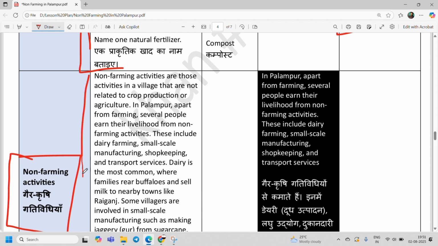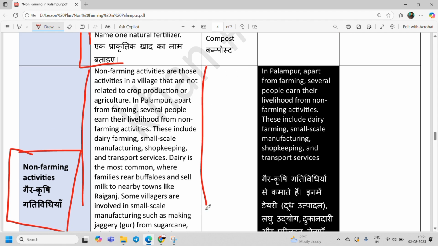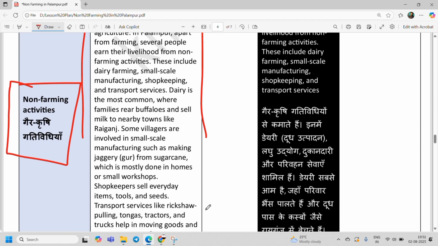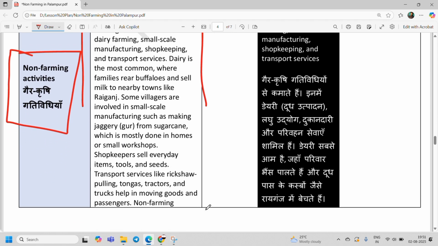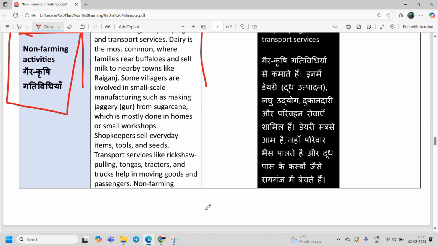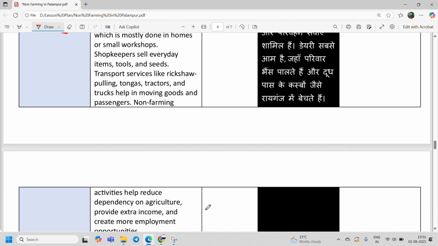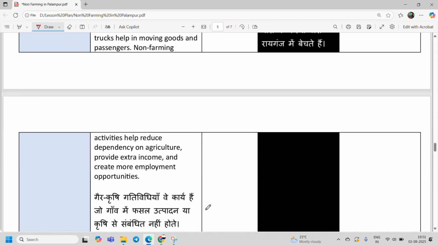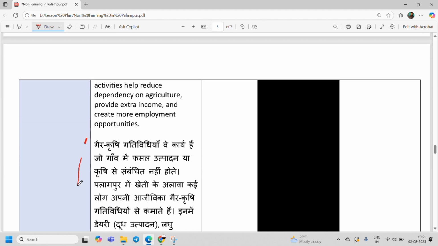So this is the explanation part of the second teaching point, non-farming activities in Palampur. You can also use blackboard to define some important points. I will not explain the teaching point. I am just showing how to create lesson plan for this topic. If you want an explanation, then you can comment. I can explain also. So the explanation is also given in Hindi.